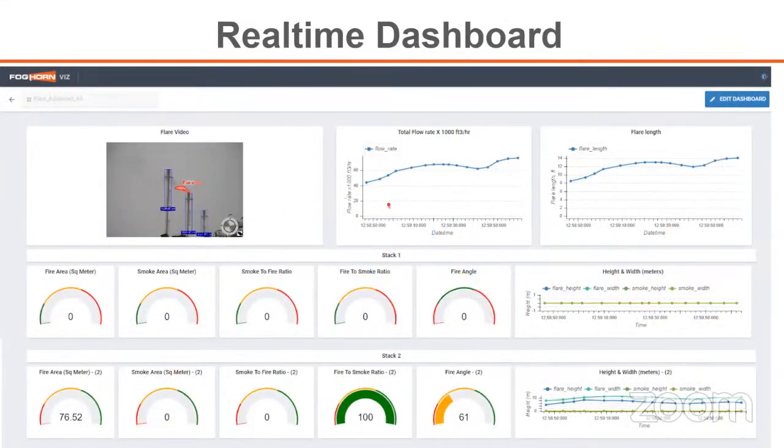This is our real-time dashboard, which gives multiple parameters that are of importance at the site, and this works in a multi-stack configuration. One camera is deployed, and the client just needs to tell where the stack is in the image, and we calculate the output flare volume for that particular stack. So these parameters are for stack 1, then these are for stack 2. These are KPIs related to those particular stacks, and these are the overall KPIs that we have computed in addition to all the stacks.